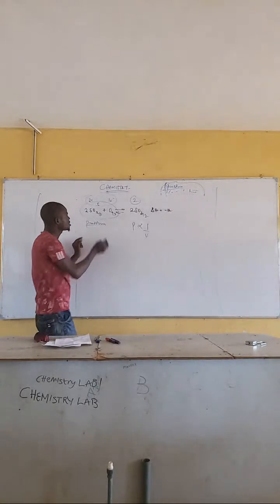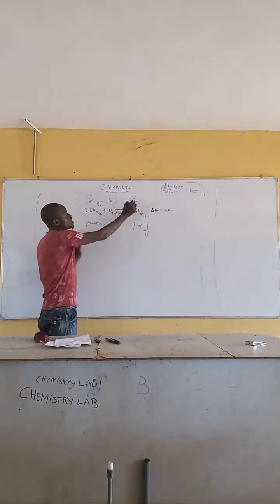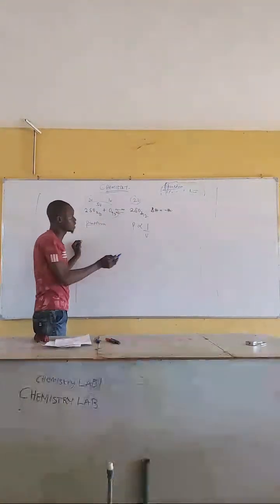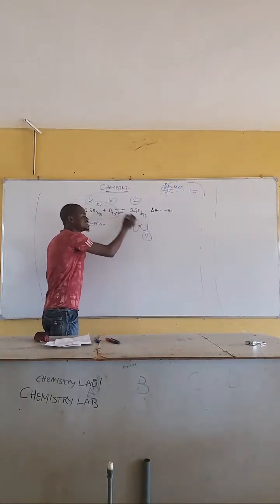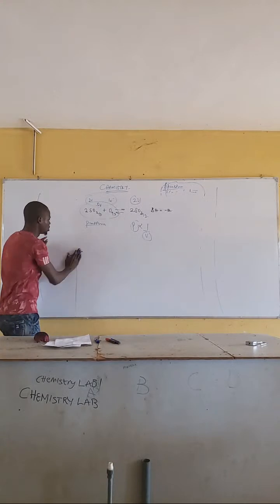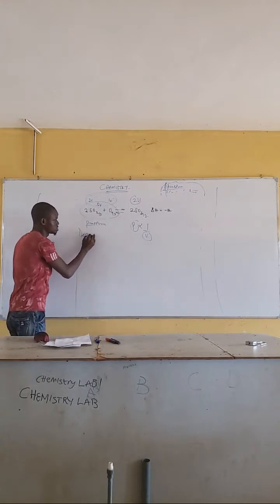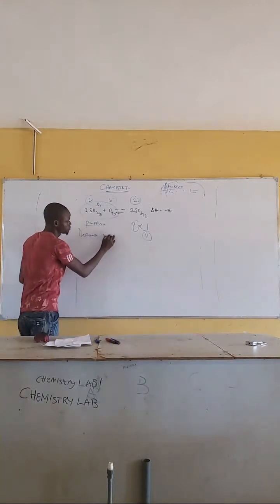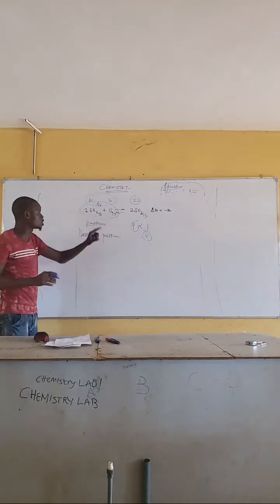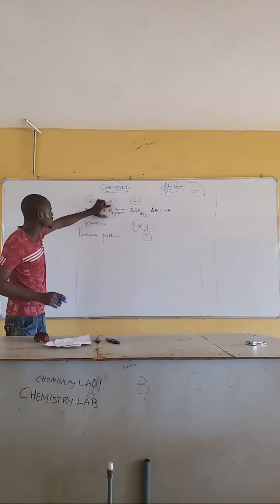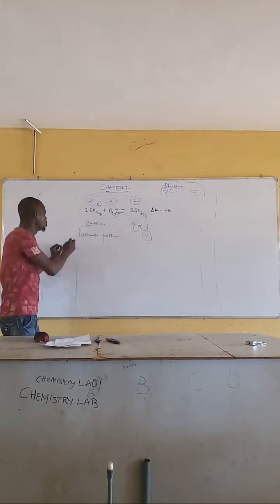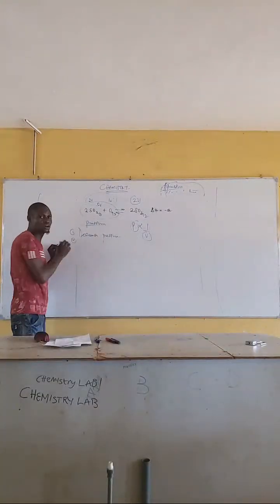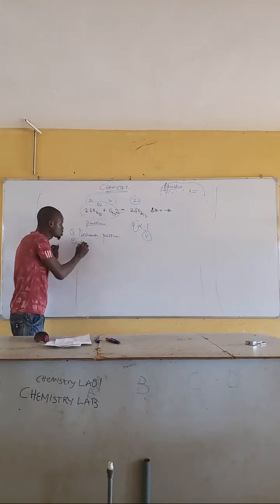Now, since we have high volume here, 3 volumes, and low volume here, 2 volumes, what will you do? Simply, since there is high volume, there must be a decrease in pressure. That is number 1. Pressure must decrease. Decreased pressure will make more of this to be produced. That is number 1. Number 2, let's take a look at concentration.